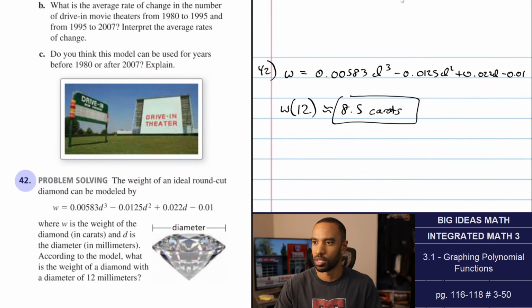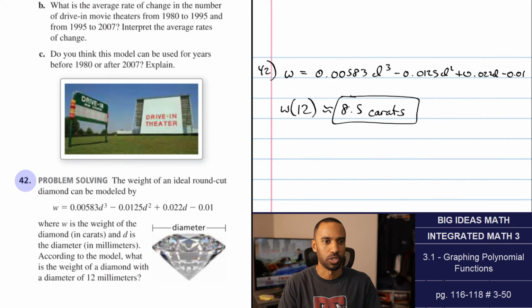I think all the units are in place still when it comes to weight. The weight is in carats, and this will be an 8.5 carat diamond. So W of 12 is about 8.5 carats. And I think that's all you have to do. Just a substitution. Spelled carats kind of strangely. That is an A, I just didn't write it well. All right, that's number 42. Let's keep going.